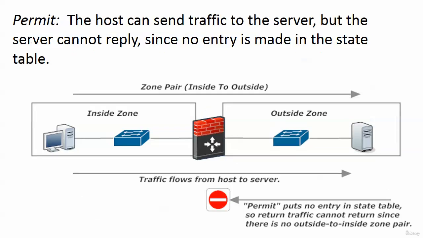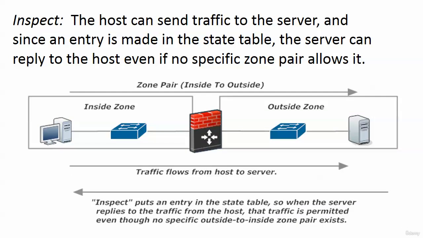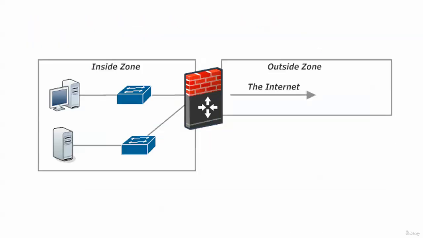So again, permit, let's go over these, a very important distinction here. Permit, the host could send traffic to the server, no entries made in the state table, so a reply would not be possible unless we had another zone pair in place allowing that particular server to talk to that particular host. With inspect, since the packet is inspected and an entry is made in the state table, a reply is possible without a zone pair going outside to inside.